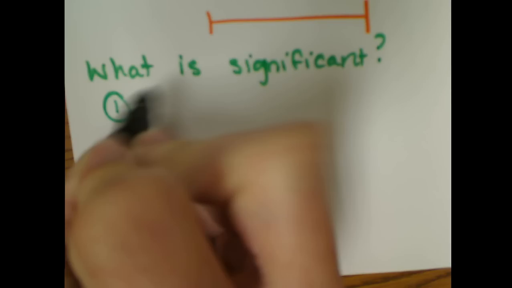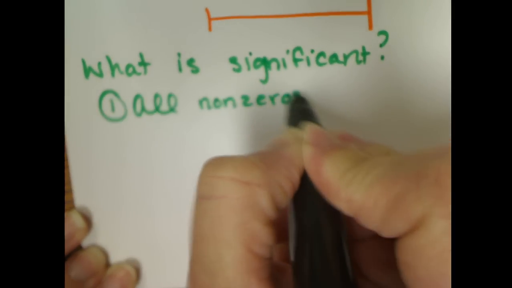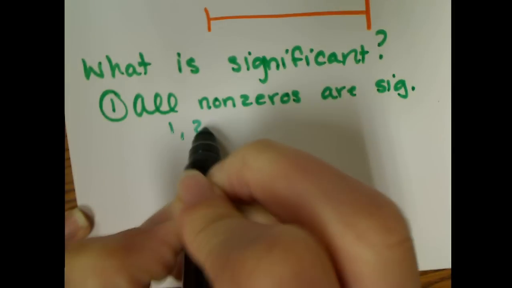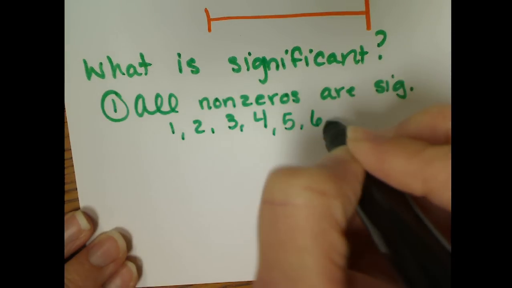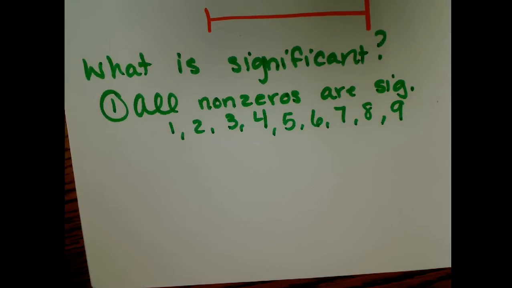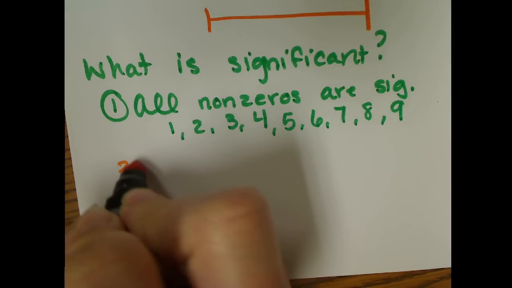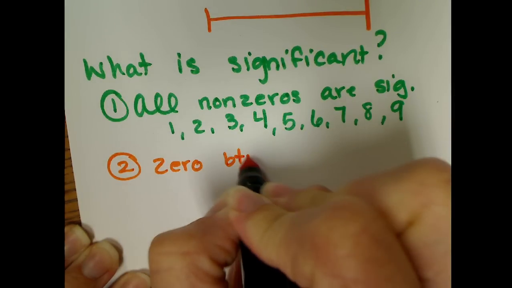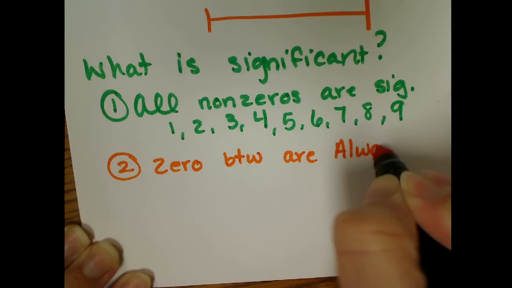First rule, all non-zeros are significant. So 1, 2, 3, 4, 5, 6, 7, 8, 9. Zeros are where it gets tricky. So zeros between are always significant.